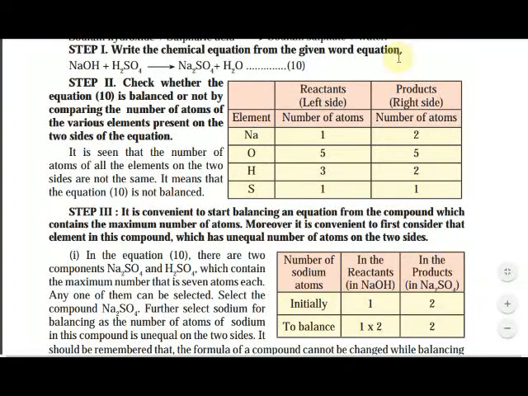So the maximum number of atoms are present. In H2SO4, hydrogen is 2, sulfur is 1 and oxygen is 4. Again 7 atoms are present in sulfuric acid. Further, select sodium for balancing, as the number of atoms of sodium in this compound is unequal on the two sides. It should be remembered that the formula of a compound cannot be changed while balancing the equation.